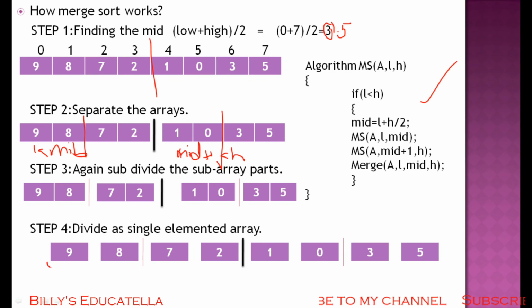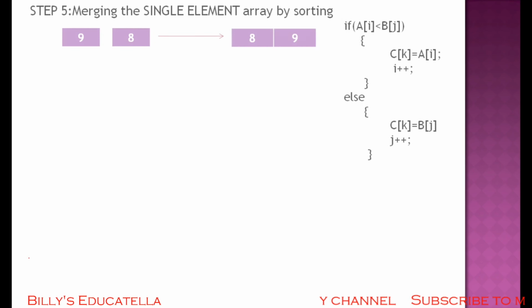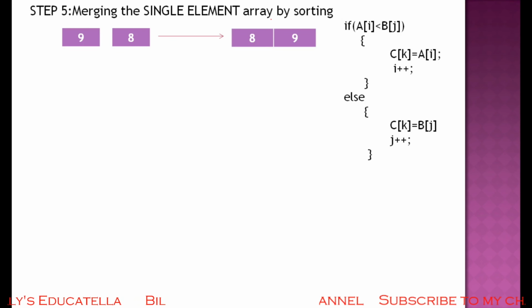Now we have to compare these two. This is the left sub part, this is the right sub part. This is the left sub part, this is the right sub part. This is the left sub part, this is the right sub part. So we have to compare them and we have to sort them. So merge the single element arrays by sorting them.